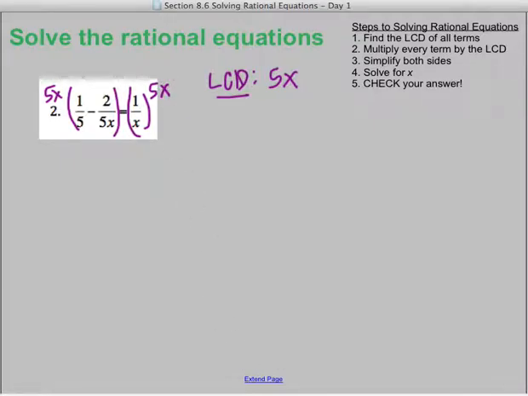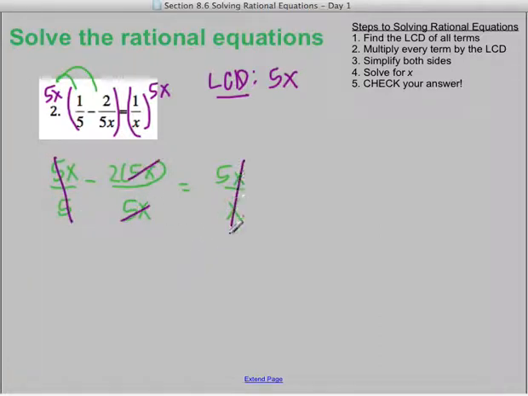Okay. So I'm going to go ahead and distribute to each part here. It's going to go to the numerator, so it's 5x over 5 minus, and I'm going to leave it as 2 times 5x over 5x is equal to 5x over x. Okay, so we did step 2, multiply every term by the LCD. Step 3 says simplify both sides. Okay, so if I go ahead and do this, my 5's will cancel, my 5x's will cancel, and my x's will cancel. So I have x minus 2 equals 5.